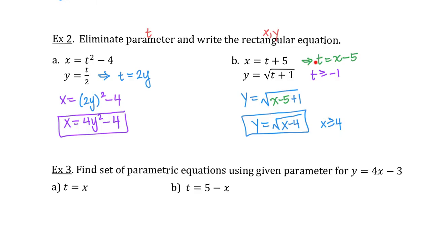Okay, because t is equal to x minus 5, then it also must be true that x minus 5 is greater or equal to negative 1. And I would still get that x is greater or equal to 4 using these same equations. So either way, you're going to find the same domain restriction.